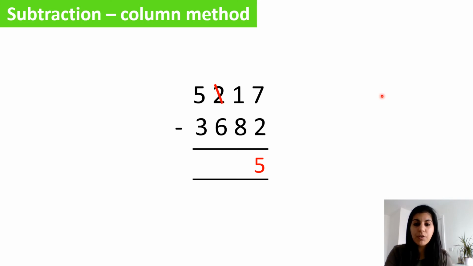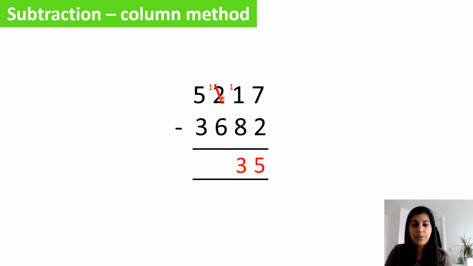So I'm going to break down one of my hundreds, and it's going to lend me over 10 groups of 10, because 100 is the same as 10 tens. So I've now got 11 tens in my tens column. I can do 11 take away 8, which is 3.